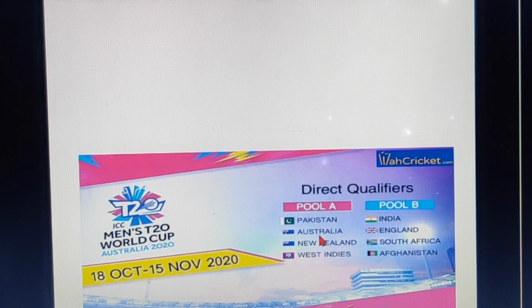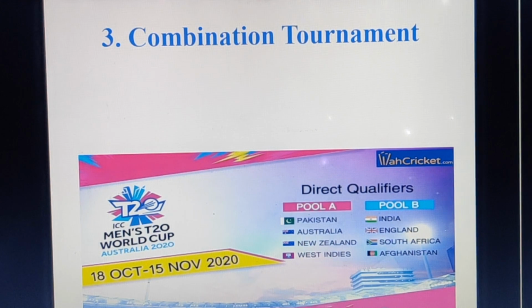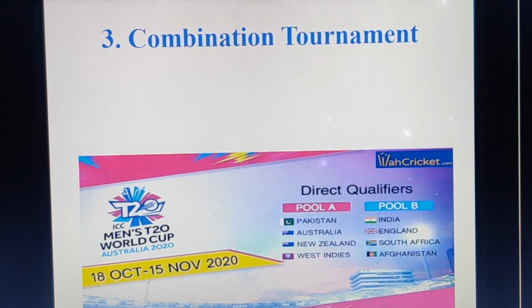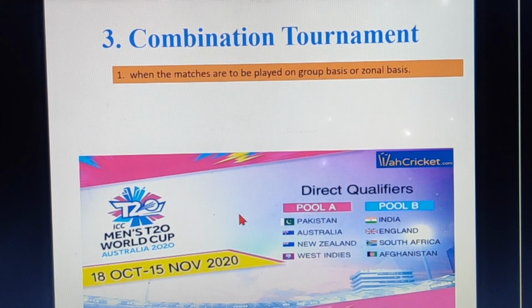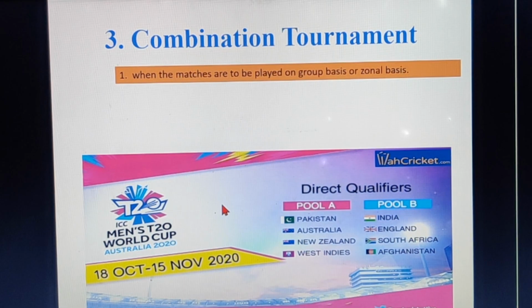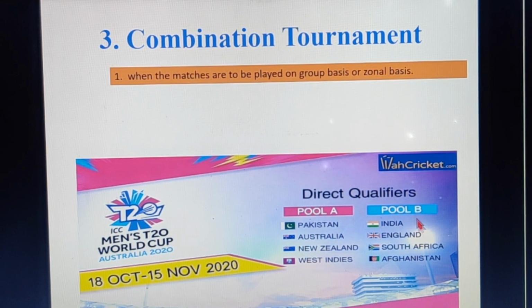How can we relate this with the next tournament? That is combination tournament. Combination tournament is something when the matches are to be played on group basis or zonal basis. Like over here, as we know that T20 World Cup might get cancelled due to coronavirus these days, as Australia has already cancelled all international visits to its country. Let's see if it happens or not. Anyway, over here this is a zonal or a group based tournament.